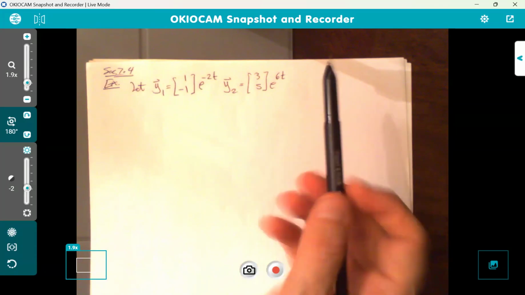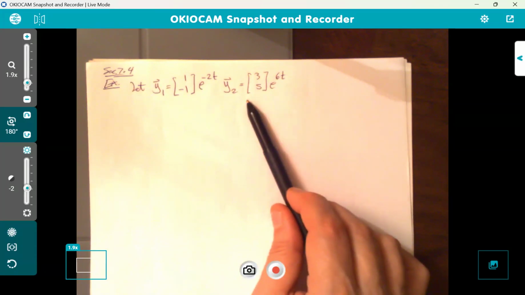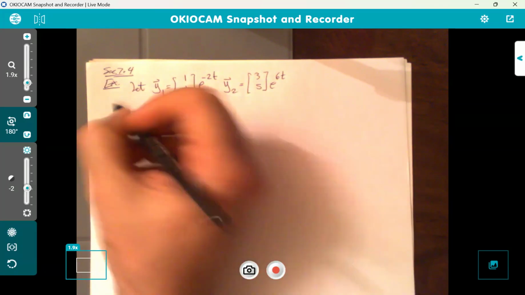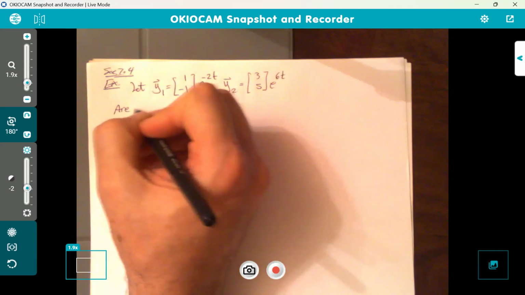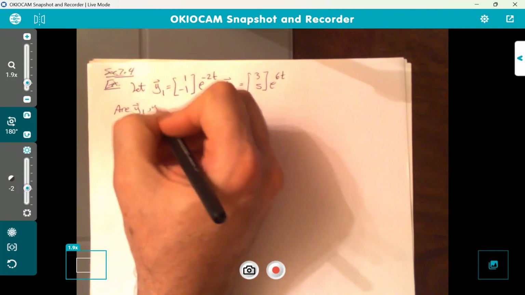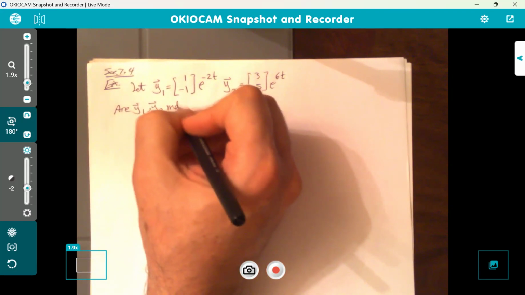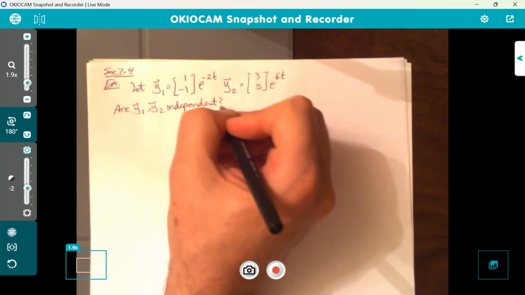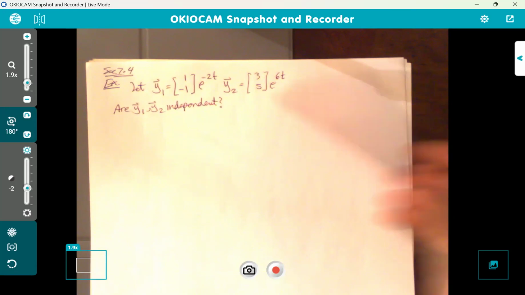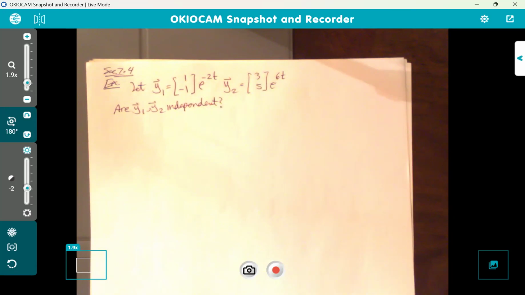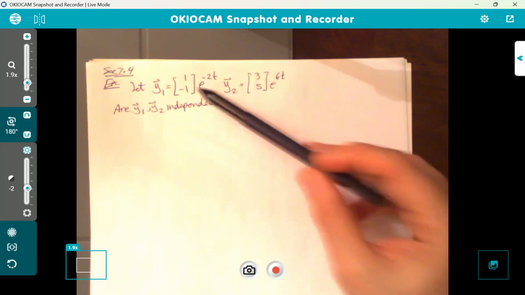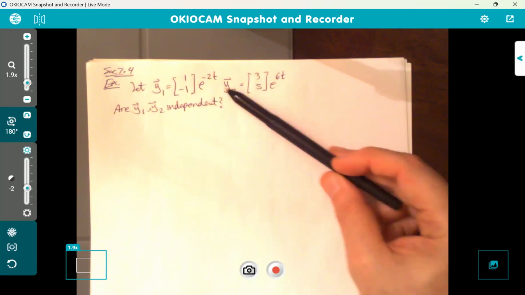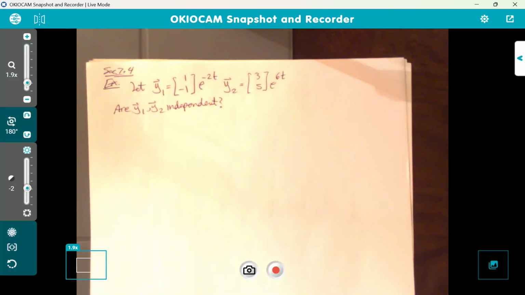We want to know whether these solutions are independent. So here's the question: are y11 and y12 independent? So do we have independent solutions? Because if they're not independent, that means there are redundancies here. We don't have distinct solutions. If they're redundant, then I can write them as one instead of two.